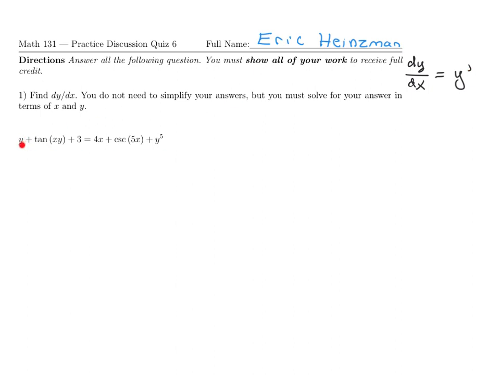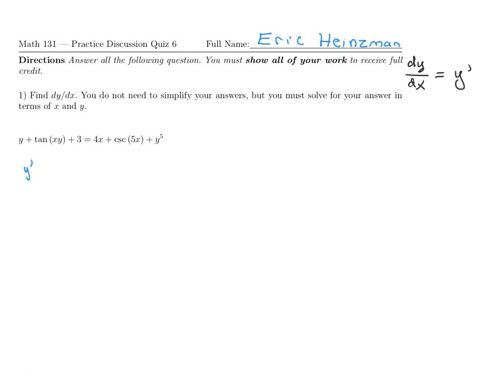So starting with y, what is the derivative of y with respect to x? Well, that is simply what we call y prime. We then move on to the next term. This is tangent of xy. So we have a composition of two functions. That means we have to use the chain rule. And also, the composition itself is a product, so I'll have to use the product rule too.